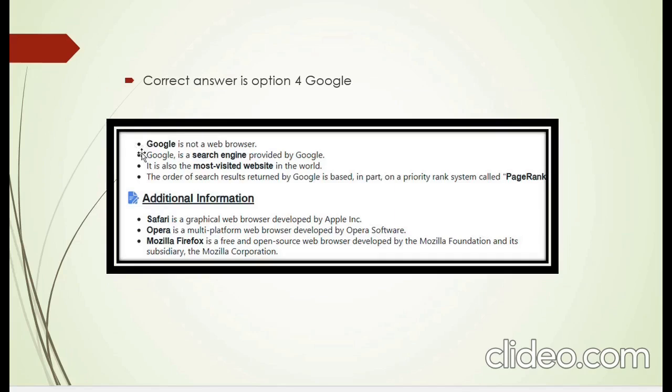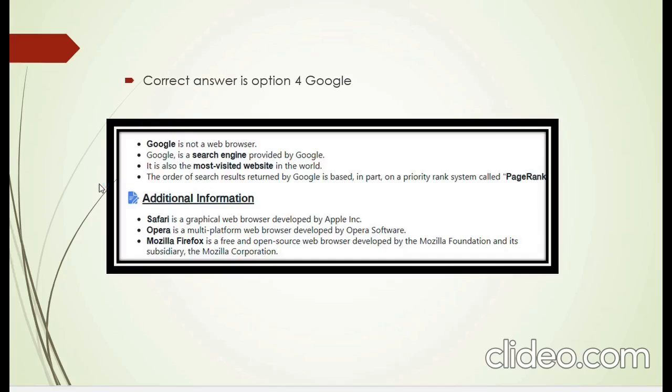So what is Google? Google is not a web browser, but it is a search engine provided by Google. It is the most visited website in the world. The order by which the results are returned by Google is based on a priority rank system called PageRank. So please remember that also, PageRank. That is the order in which the results are being shown in Google is based on a priority rank system called PageRank. Now, I'll give some additional information also.